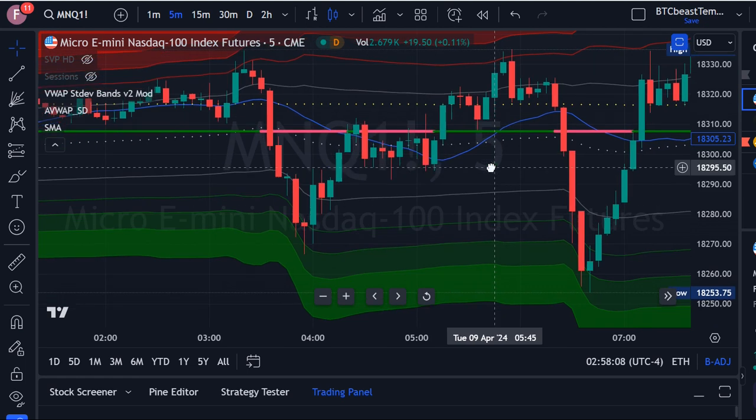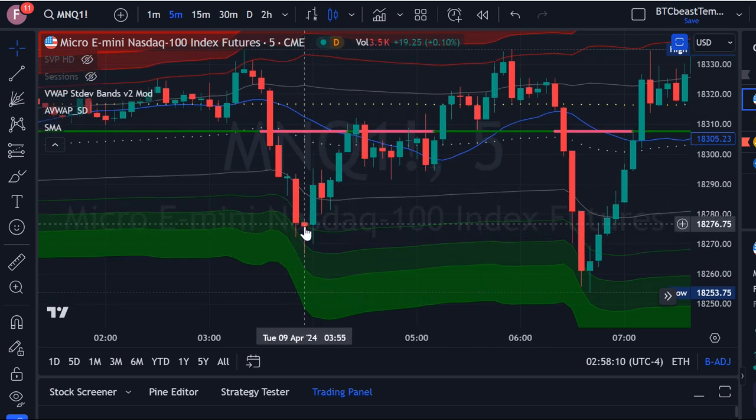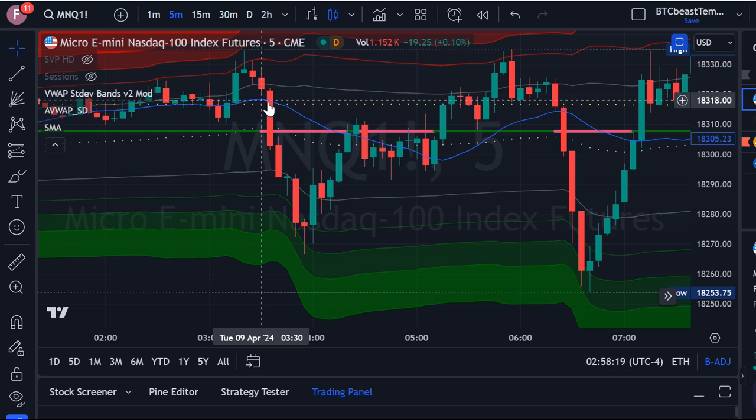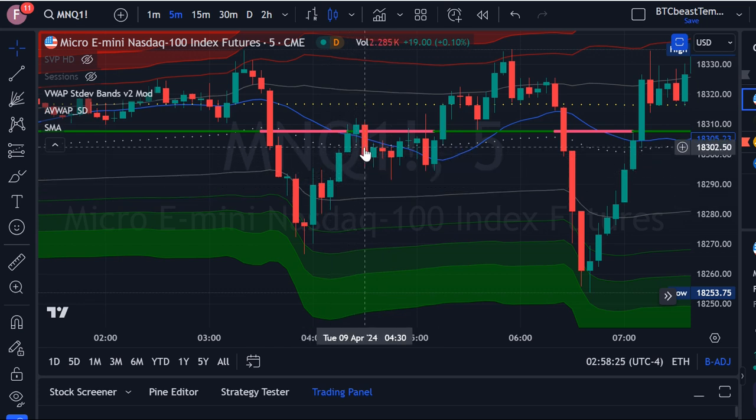Let's look at it one more time. This is a good example right here. Here's your pullback. You started here. We got up in here. Here's your pullback. Now the MA didn't have enough time to reset, but it got here into the pullback. Now we are near VWAP, so that was a low probability trade.